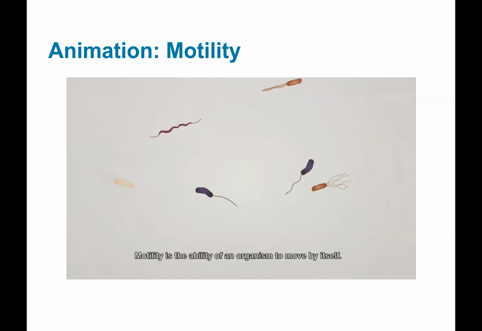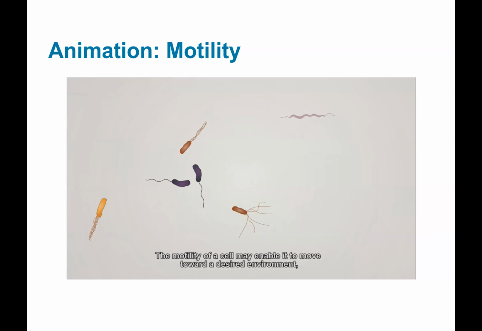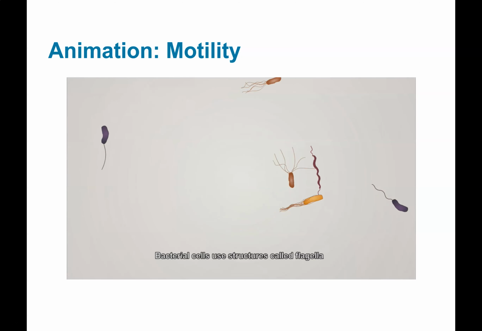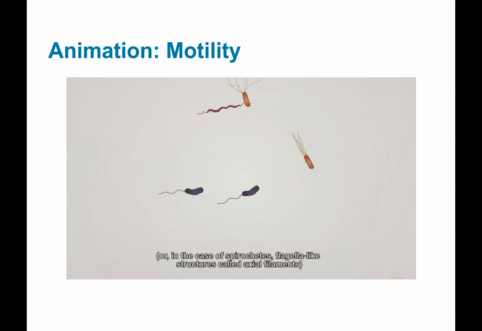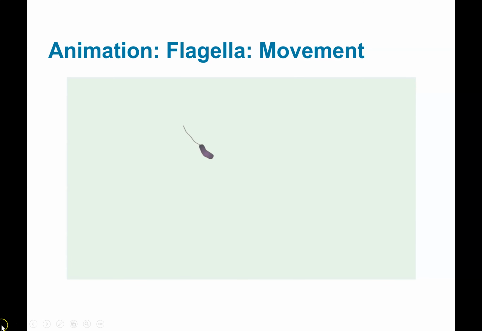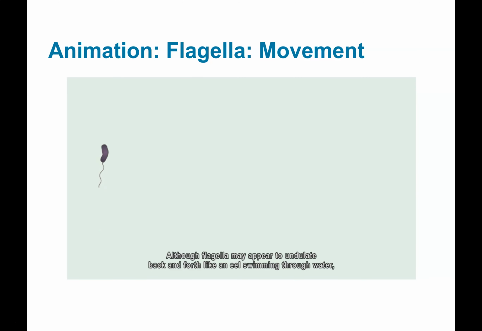Motility is the ability of an organism to move by itself. The motility of a cell may enable it to move toward a desired environment or to flee from a harmful environment. Bacterial cells use structures called flagella, or in the case of spirochetes, flagella-like structures called axial filaments to enable this movement. Although flagella may appear to undulate back and forth like an eel swimming through water, they actually rotate 360 degrees, clockwise or counterclockwise. The basal body spins, much like the drive shaft of an electric motor, producing this motion.